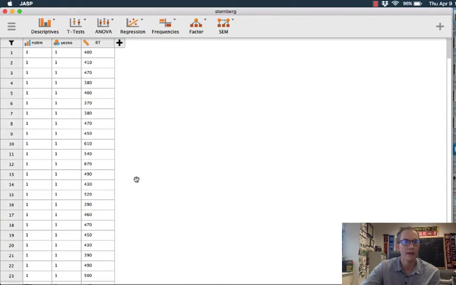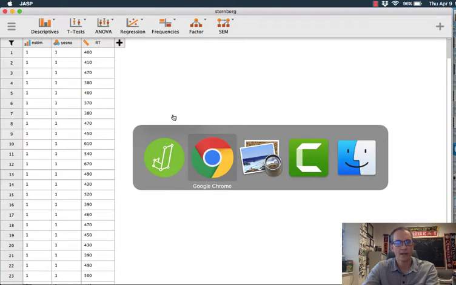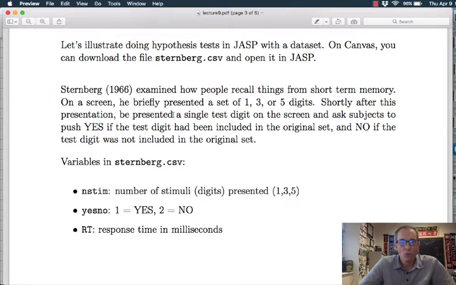We certainly wouldn't want to do that by hand. What are all of these variables? Well, let's go back to the lecture notes and find out. Sternberg in 1966 examined how people recall things from short-term memory. Right around the late 60s, he was very interested in this question, particularly the cognitive architectures of short-term memory. So this data set is from an experiment where he did the following. On a screen, he briefly presented a set of either 1, 3, or 5 digits. That was a manipulation in his experiment.